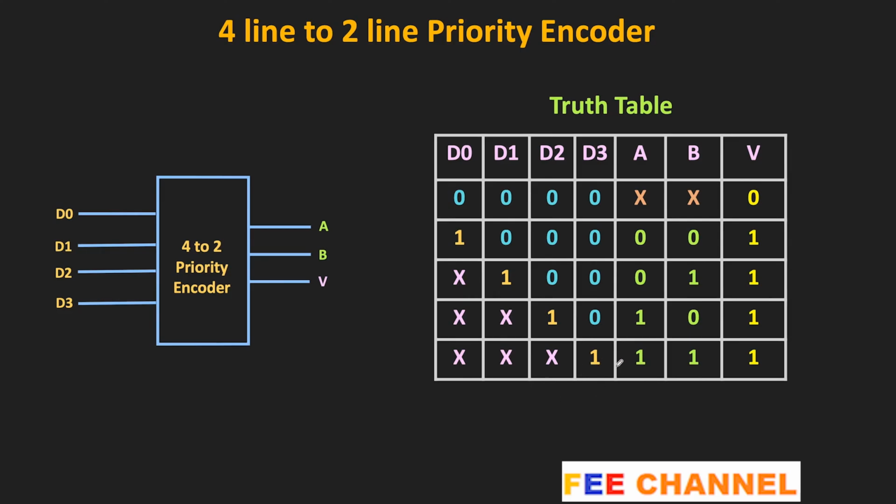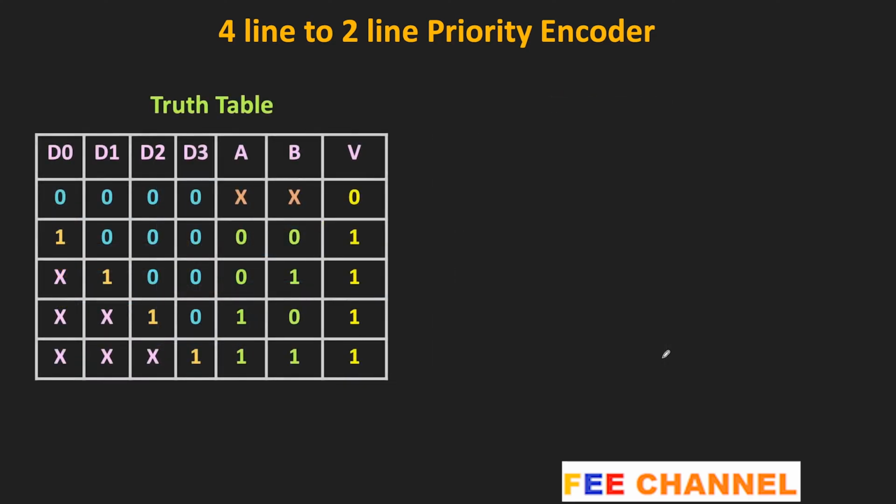That means whenever D3 is 1, the other inputs can be either 0 or 1, but still the output will remain 1, 1. So that is the truth table of this 4-line to 2-line priority encoder. And with the help of the truth table, we can easily design the logic circuit of this priority encoder. So let us see that.